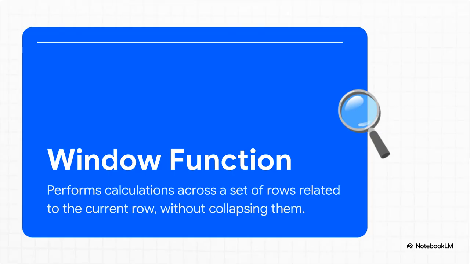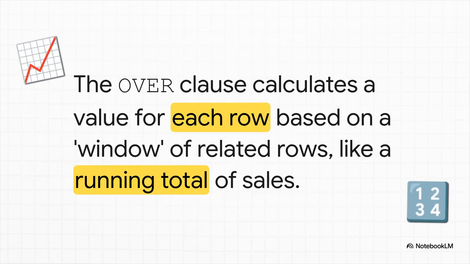Now for one of my absolute favorite features, window functions. Unlike a normal aggregate function like sum, which just squashes a ton of rows down into one single number, a window function performs a calculation for every single row based on a window of related rows. You get the detail and the big picture aggregate at the exact same time. A running total is the perfect use case here.